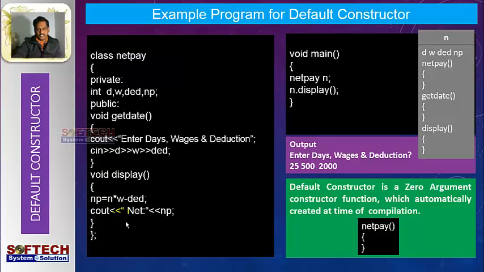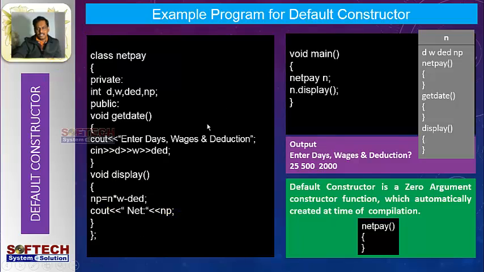In the display function, we calculate net pay, that is number of days into working day wages, then minus deduction. Deduction is when the worker already got an advance amount. Then we want to deduct that advance or loan amount every month. So that is deduction. First we calculate the gross salary, that is number of working days into wages per day. After that we subtract the deduction, then we display the output from NP.